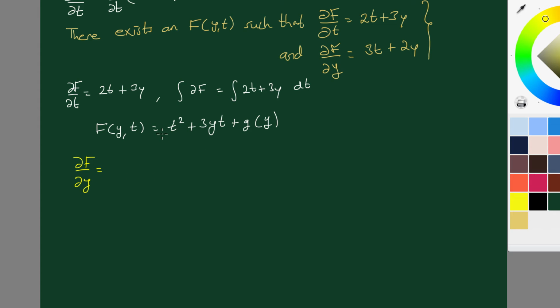Now if we take the derivative with respect to y, t vanishes. This 3yt becomes simply 3t. So we have df/dy is equal to 3t plus g prime of y. And we said df/dy must be 3t plus 2y. So 3t plus g prime of y is equal to 3t plus 2y. And this means that 3t cancels, and that implies that g prime of y is equal to 2y.